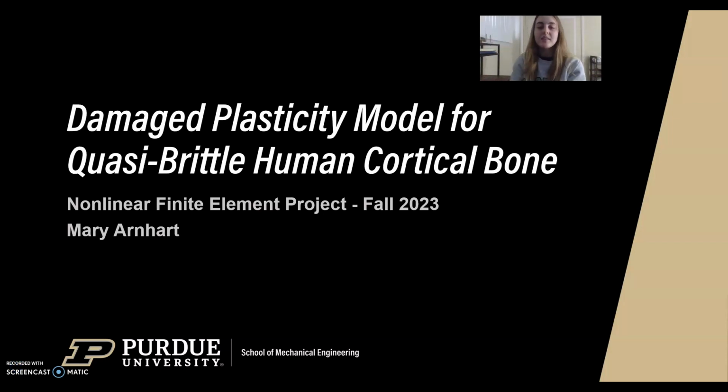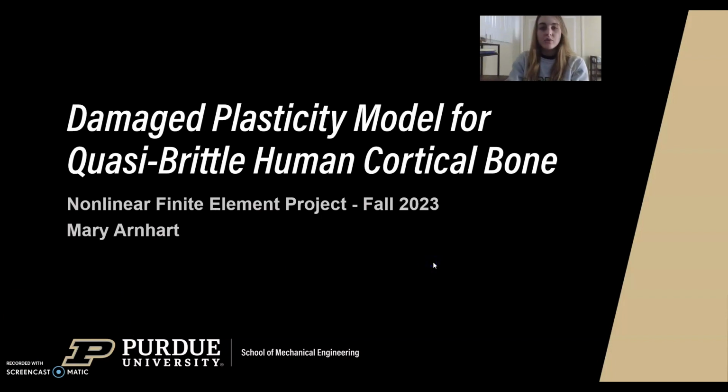Hi everyone, my name is Mary Arnhart, and today I will be looking at a damage plasticity model for human cortical bone. This is something that I work on in my research, so I wanted to apply this to this course. I'm looking at the material cortical bone, which is a quasi-brittle material.